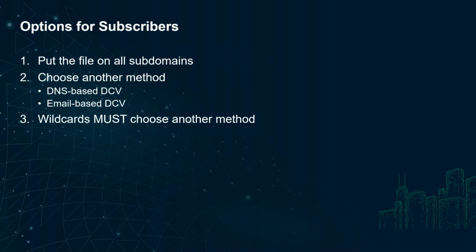So subscribers do have a few options. One is, as we said, you could put the file on all subdomains. That is an option, and that might be a very viable option, or you might already be doing it, in which case you're fine. Another option is you choose another method. DNS-based DCV and email-based DCV still work according to the old rules. As we mentioned, you can get a domain and you get the entire subdomain space with it automatically, and that may be preferable for you and your usage, and if that's the case, consider switching to those methods.